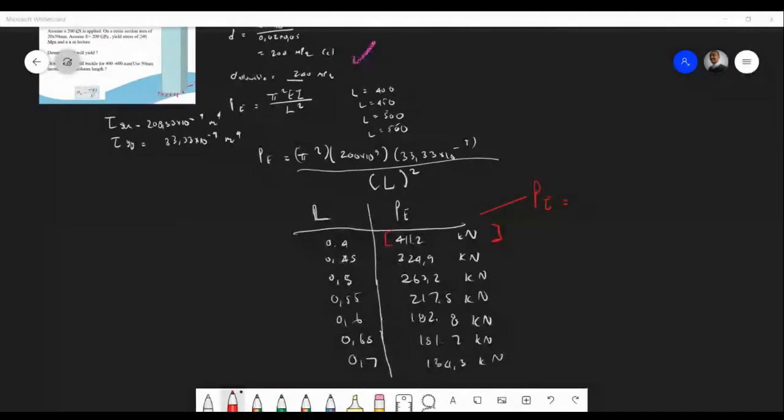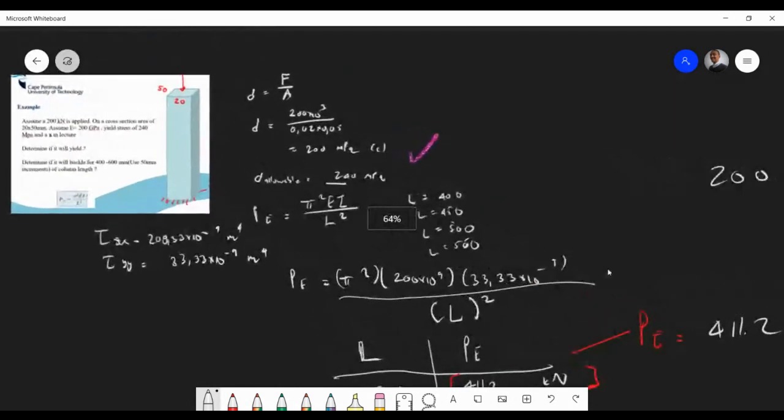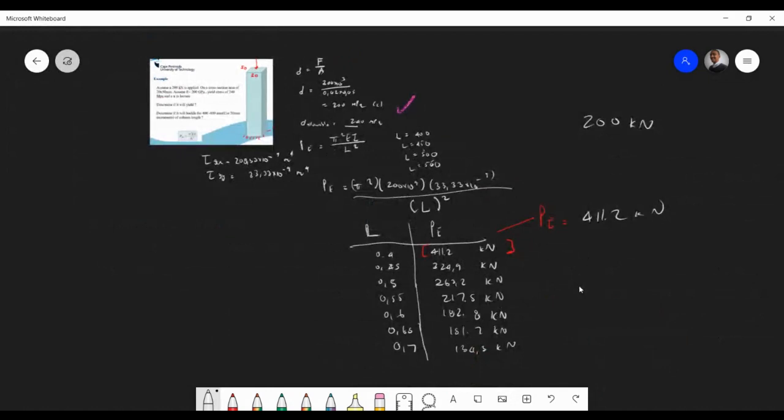Let me see, Mr. Matambo. That's the value at which the column will start buckling. Yes, exactly. So if we apply 200 kilonewtons, will it buckle? No, it won't buckle. It's less than the maximum value. Do we all get that concept?